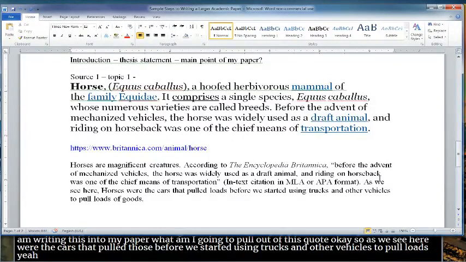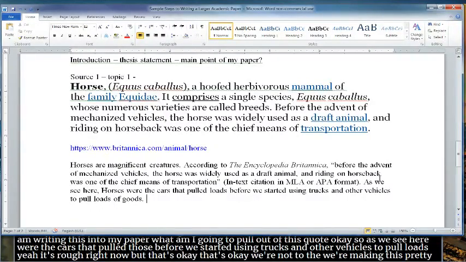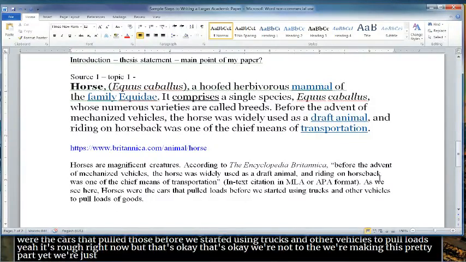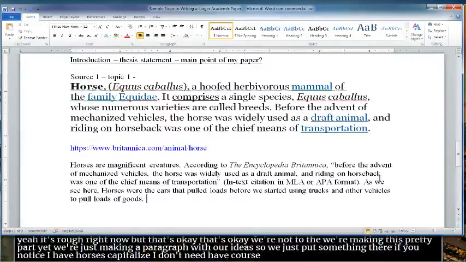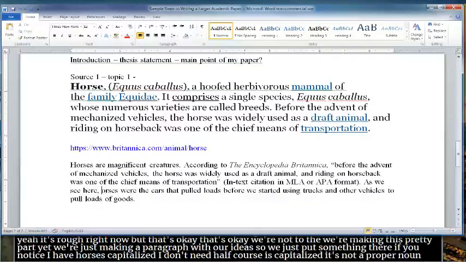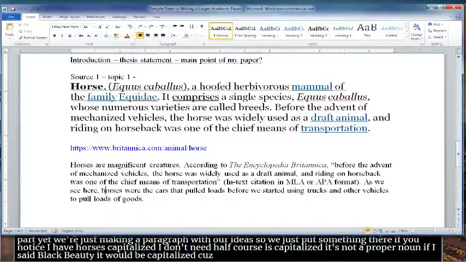It's rough right now, but that's okay. We're not to the, we're making this pretty part yet. We're just making a paragraph with our ideas. So we just put something there. If you notice, I have horses capitalized. I don't need to have horses capitalized. It's not a proper noun. If I said Black Beauty, it would be capitalized because it's a proper noun. But horses, there we go.